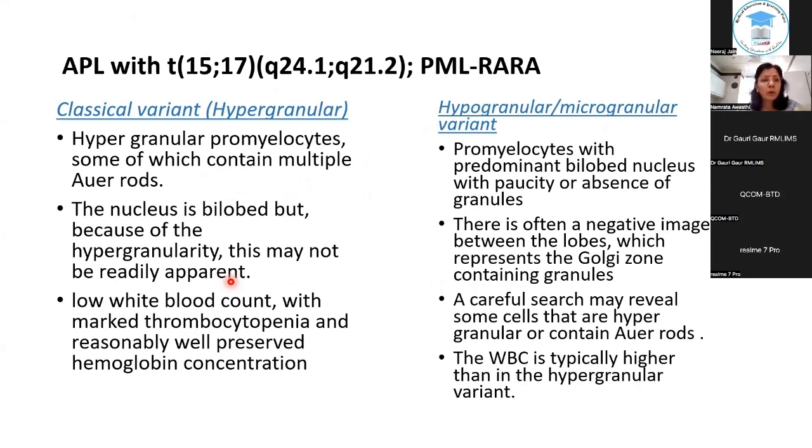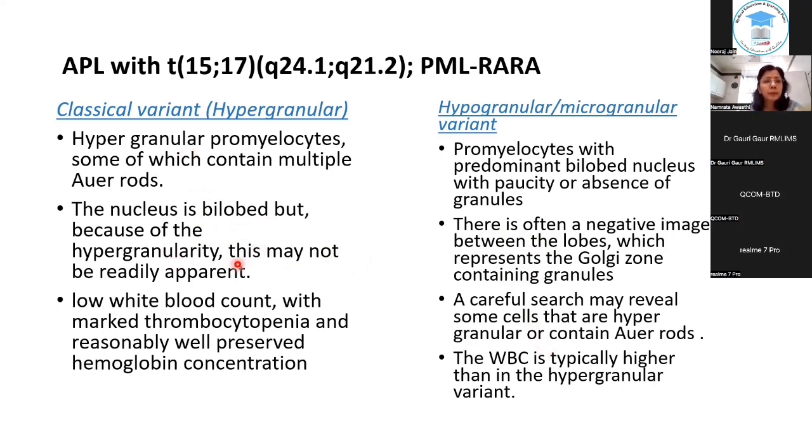And we know the morphology: the nucleus is bilobed in both types, but in the classical variant the cells are granular. You can see Auer rods, whereas in the hypogranular variant we do not see a lot of granules, but the bilobed nucleus can be seen. On careful search, some cells containing Auer rods may be seen in the hypogranular type.